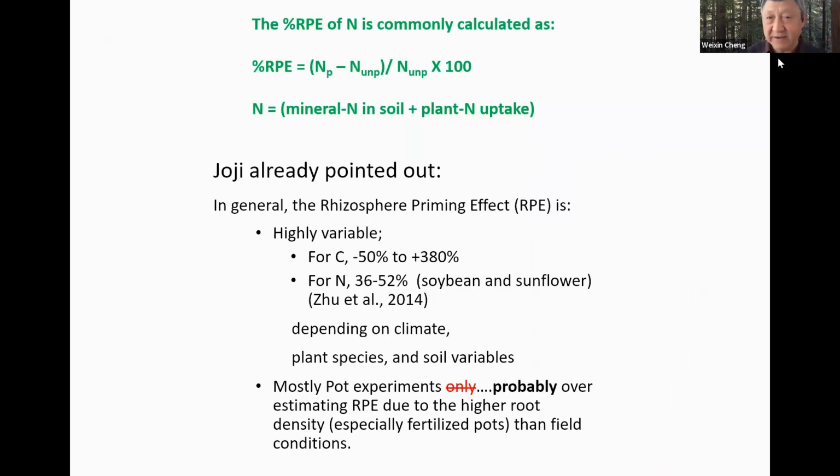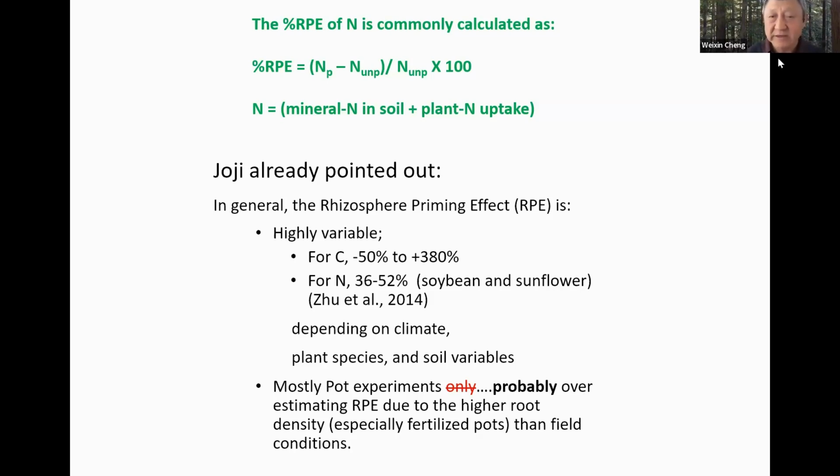For studying nitrogen priming effect, we do not necessarily have to use an isotope, because except in the case of a legume, all the nitrogen has to come from the soil. So we can do a nitrogen budget to get at the effect of live roots on nitrogen mobilization, like the green text shows here. We often use percent rhizosphere priming effect for nitrogen. The N subscript P stands for the treatment with plants, and N subscript zero is the unplanted control treatment. The N really stands for total mineral nitrogen in soil plus the amount of nitrogen taken up by plants. So this is together the total mobilized nitrogen, or available nitrogen.